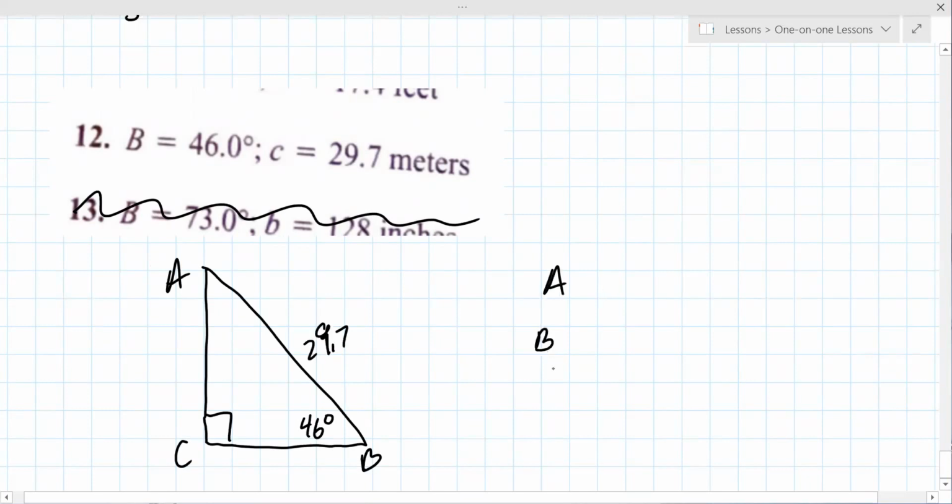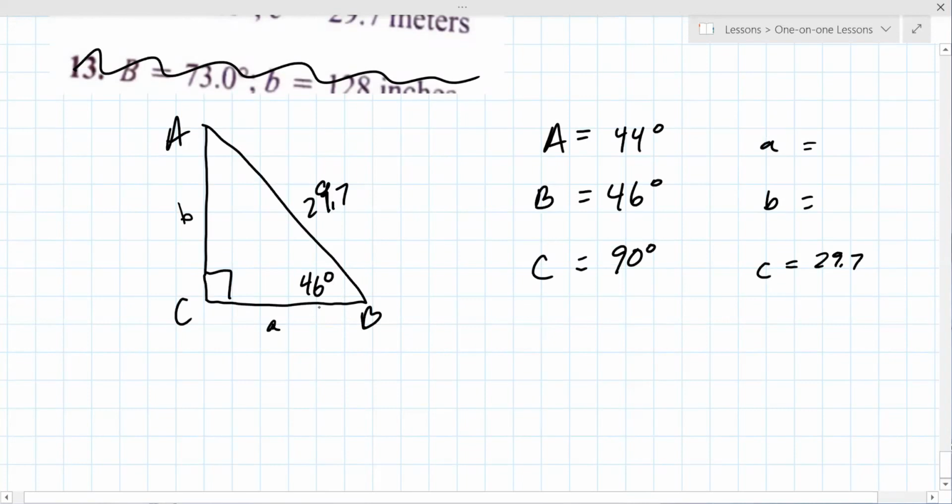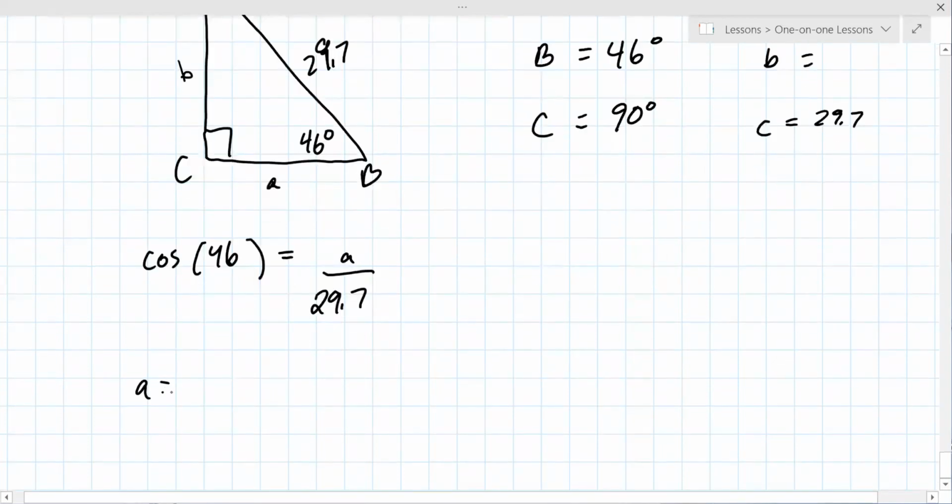So again, make your table over here, A, B, C, little a, little b, little c. Big A is not given. Big B is 46. Big C is 90. So that's 44 degrees. Okay. Little c is 29.7. Little a is across from big A. Little b is across from big B. So relative to the given angle, A is adjacent to it. So adjacent means cosine to me. Cosine 46 equals A, because it's adjacent, over 29.7. So we got A equals 29.7 cosine 46.